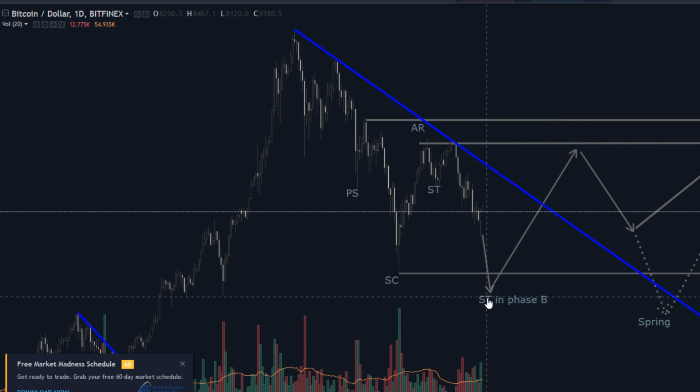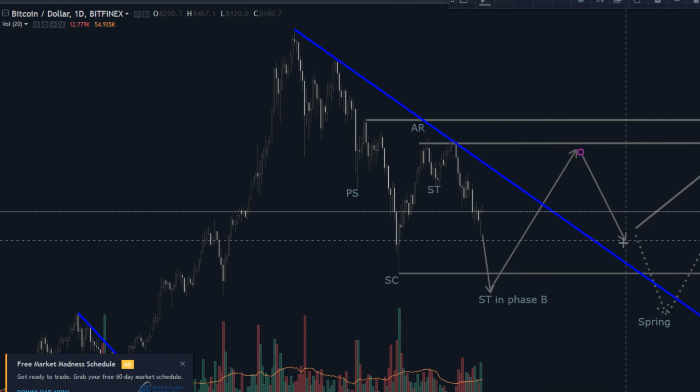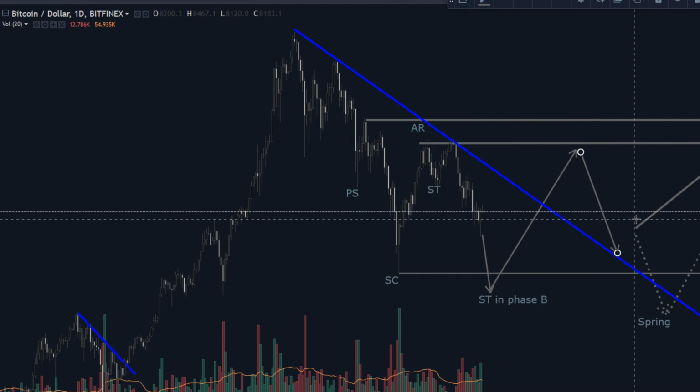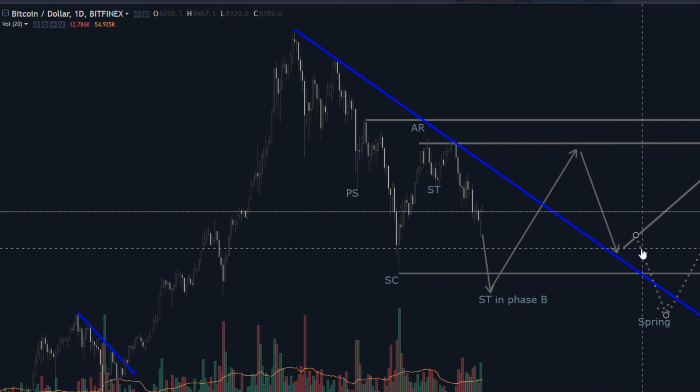But anyways, here we would have this phase, and we would have a bounce, which would maybe stop before that. It would still be valid, and then a third break of the lows, which would be the spring. It could make a higher high. If it breaks that trend line, I wouldn't be surprised if it actually went just to test that trend line and then moved up on the upside.